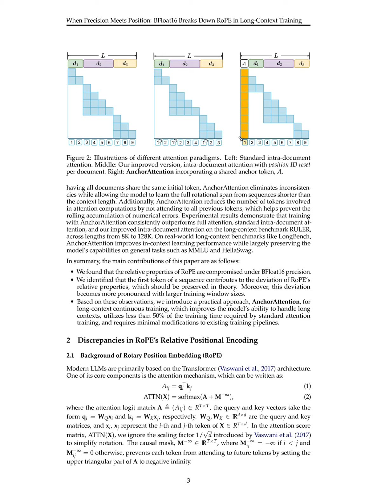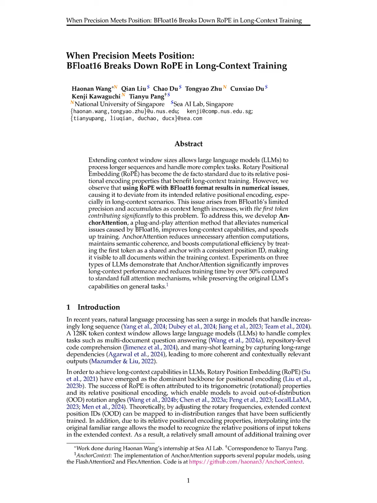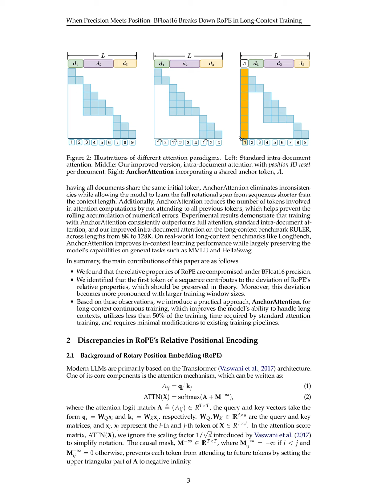Empirical results demonstrate that AnchorAttention consistently outperforms both standard intra-document attention and full attention on long context benchmarks like RULER, indicating its superior capability in handling extended contexts. Additionally, it allows the model to learn the full spectrum of rotational angles even with shorter sequences, enhancing its adaptability to longer contexts without the need for extensive long-sequence data. Overall, AnchorAttention not only improves long-context performance, but also accelerates the training process, requiring less than 50% of the training time compared to standard attention methods.